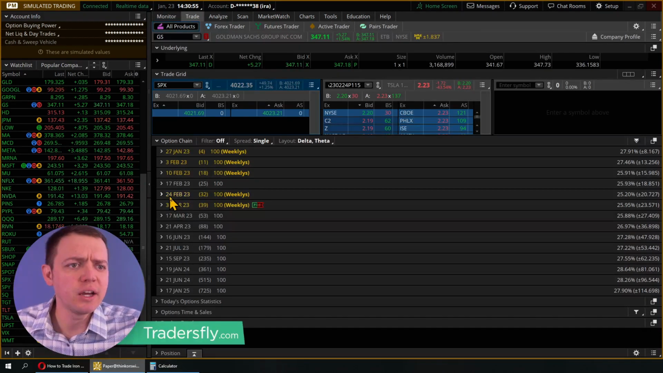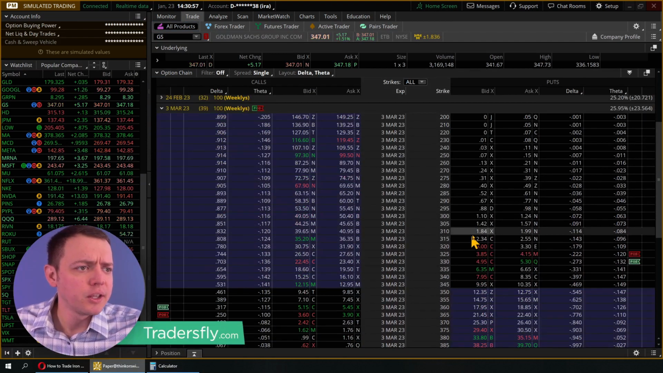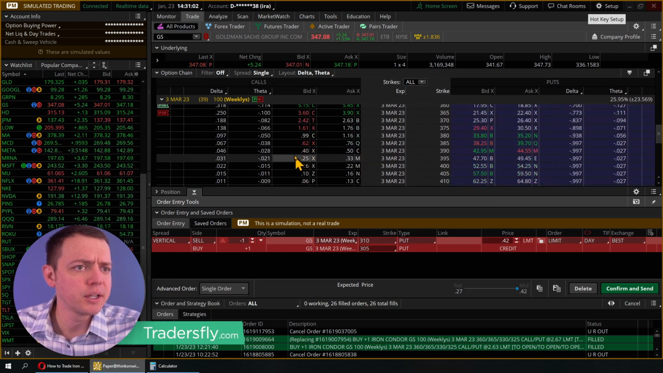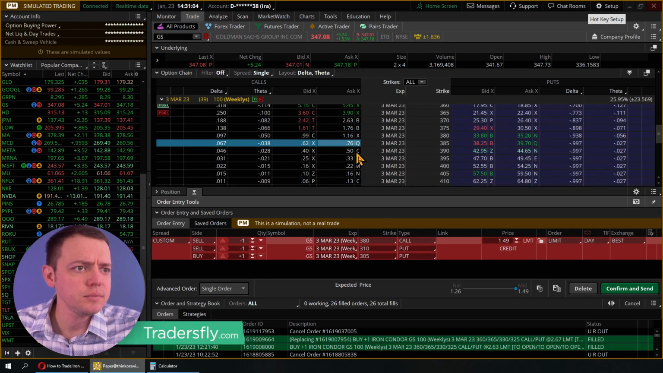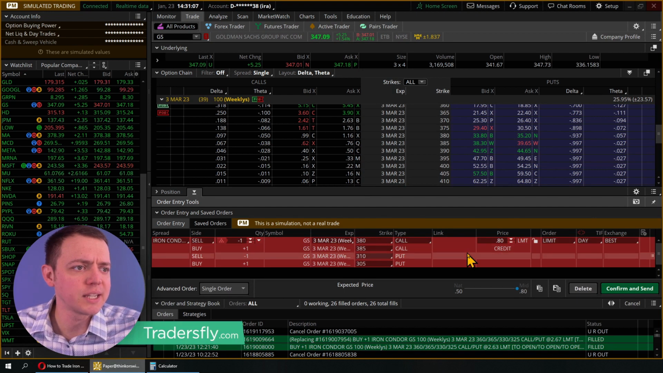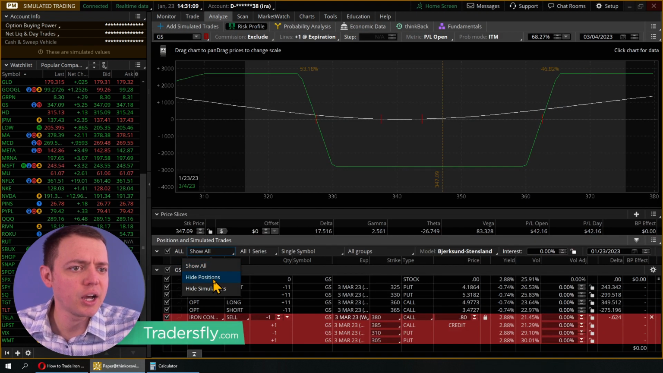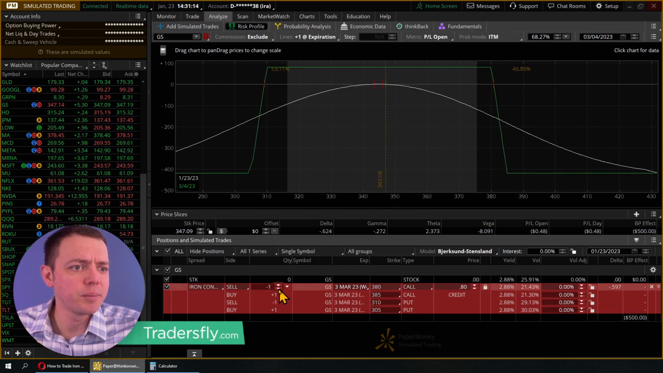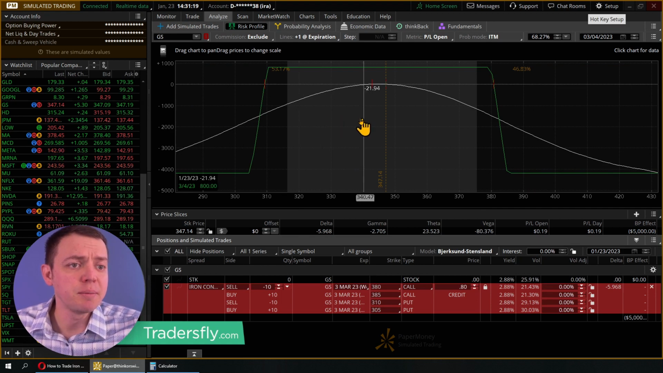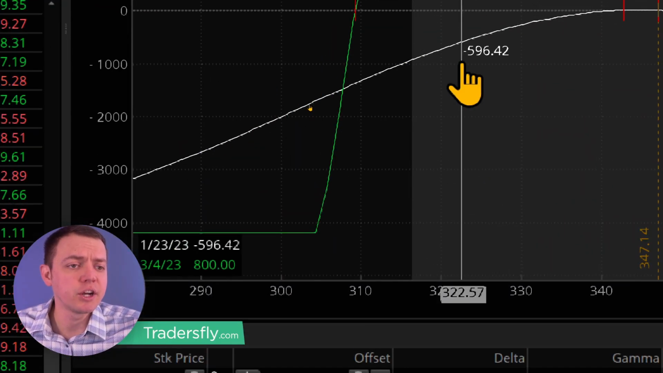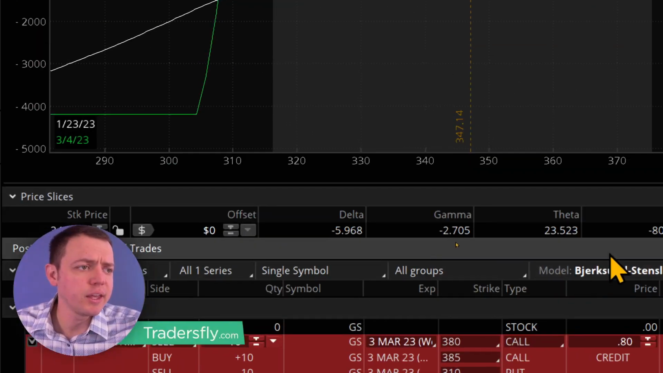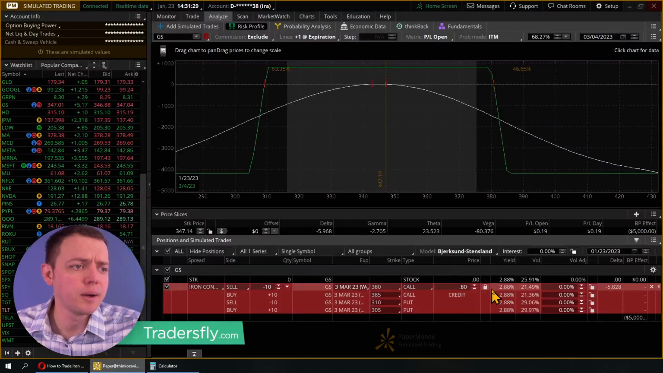If I was to do a different iron condor, maybe I'll show you a higher probability iron condor on Goldman Sachs, just to show you another variation. So if we go in, here is a higher probability iron condor. We'll do 10 contracts there. You can see what I'm doing here is trying to make 800 with a risk of 4,200, and I get a theta of about 23, 24 on that.